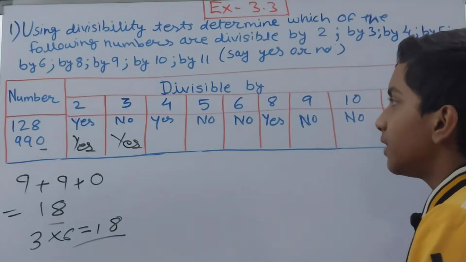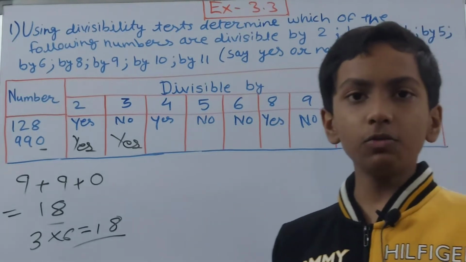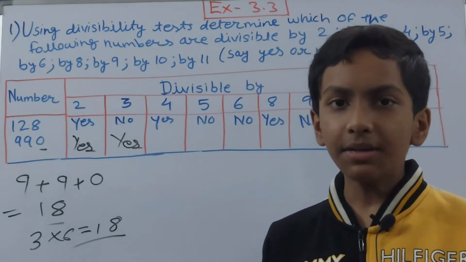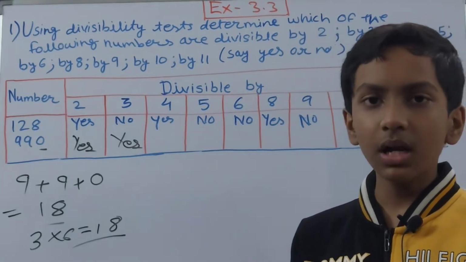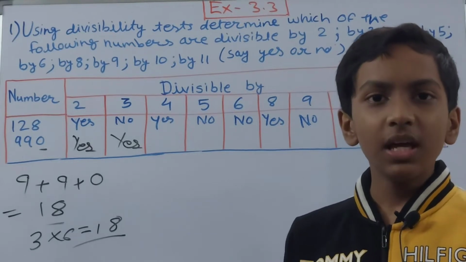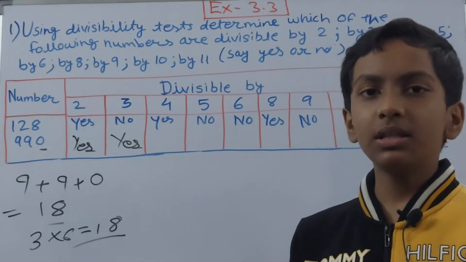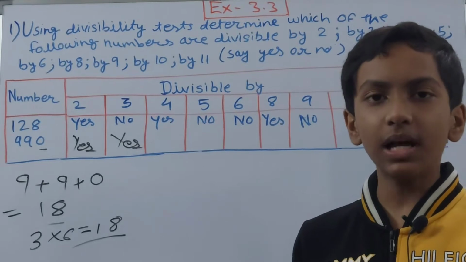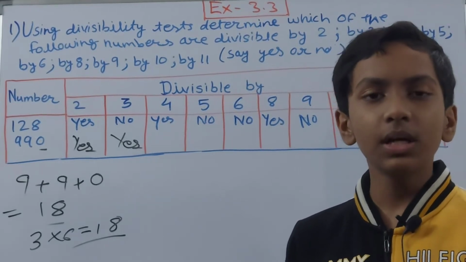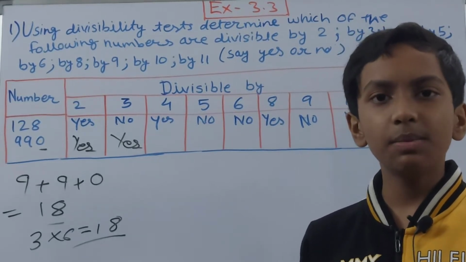Next we are having 4. Now for 4 what we will do is we will see if the last 2 digits of the number are divisible by 4 or not. If it is divisible by 4, then the whole number is divisible by 4, but if the last 2 digits are not divisible by 4, then the whole number is not divisible by 4.